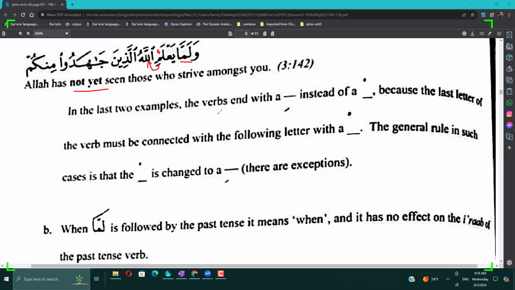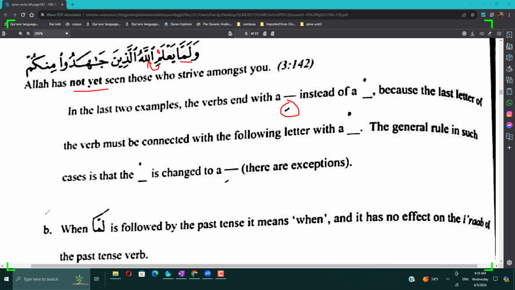In the last two examples, the verbs end with a kasra instead of a sukoon, because the last letter of the verb must be connected with the following letter with a sukoon. That is the temporary kasra. The general rule in such cases is that the sukun is changed into a kasra, and there are exceptions.